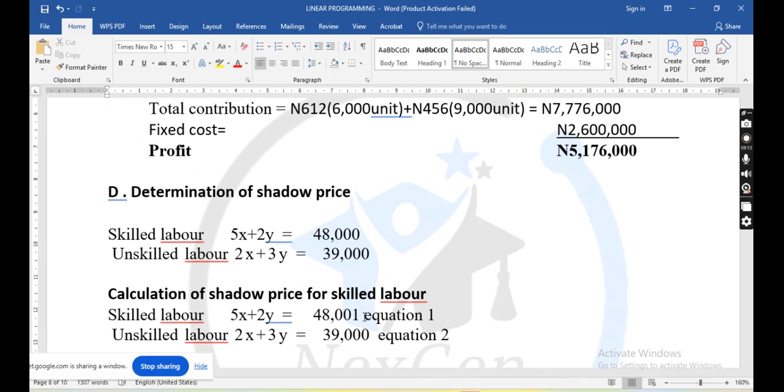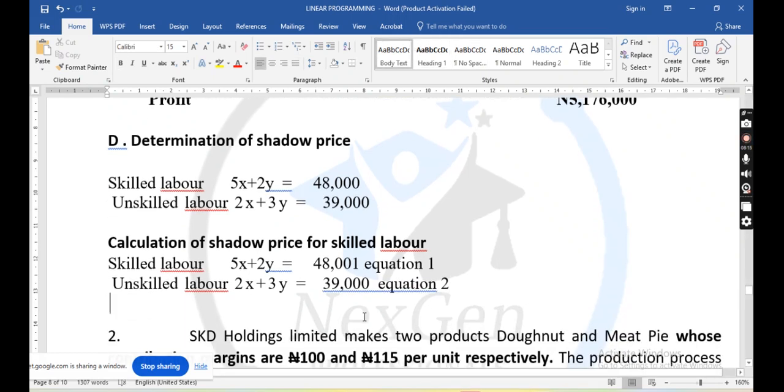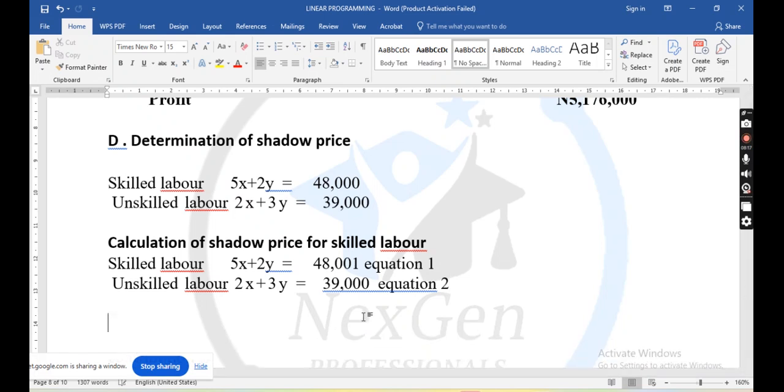Now, the same way we did in the first equation, we need to get the units. Once we get the units, we get our contribution. Class, we need to get units. So once we get the units, we calculate the contribution.